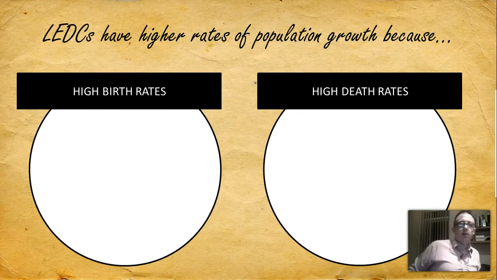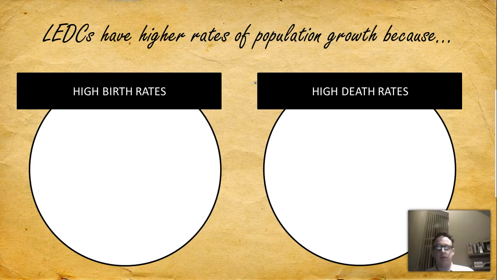But what causes that? Why do LEDCs have high rates of population growth? It's because they have a high birth rate and a high death rate. Although technically that's not quite true. It's mainly because death rates are starting to fall. They do have a higher death rate than, say, the United Kingdom. But the reason why the population is growing so big and so fast is that the birth rates are still high while death rates are starting to fall.